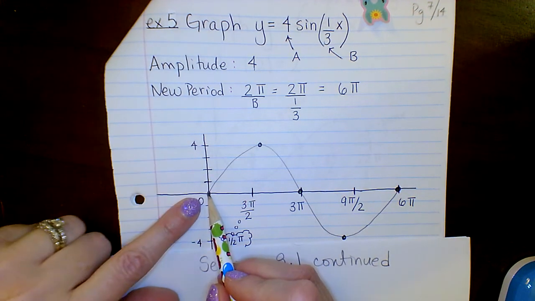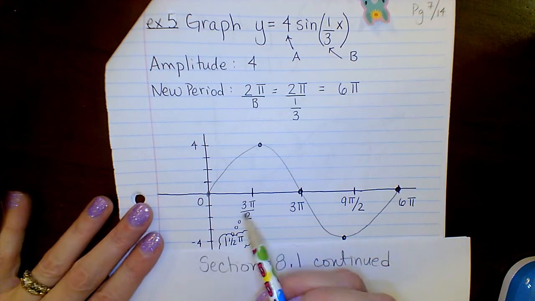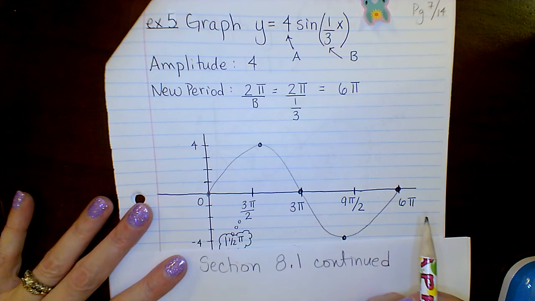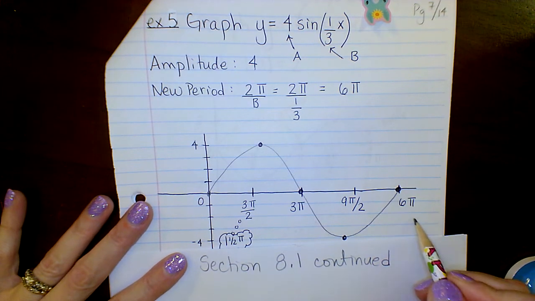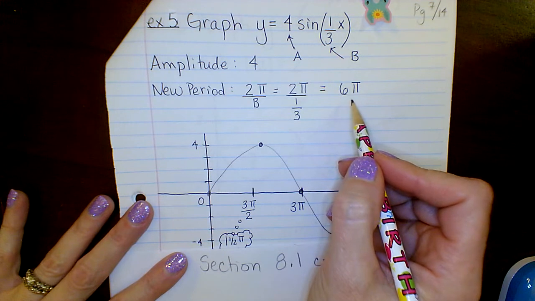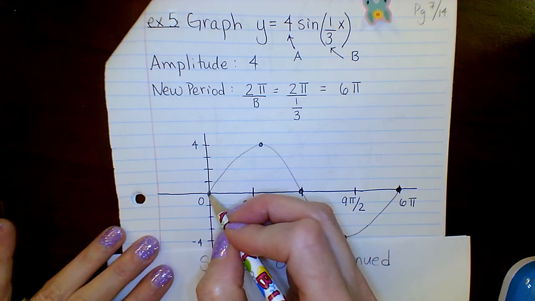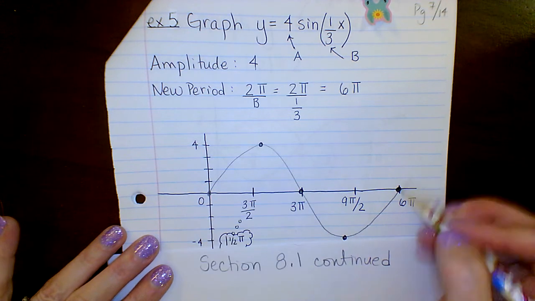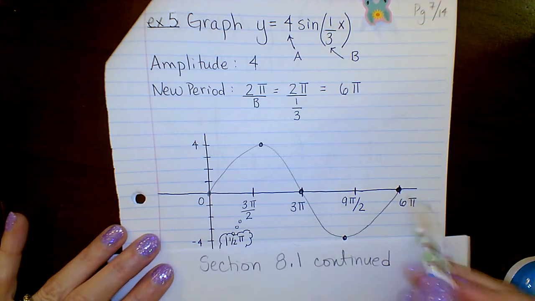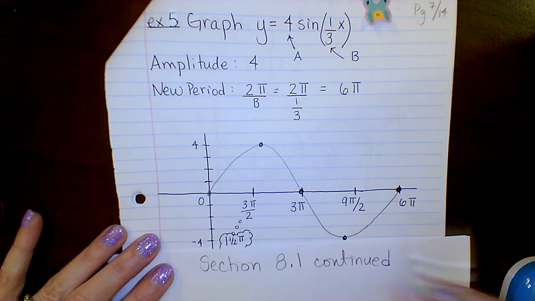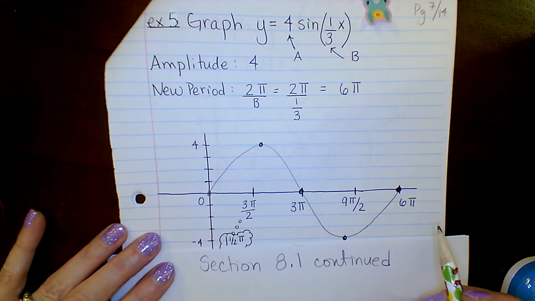My starting point, because I did not have a phase shift of any kind, I didn't have a left or right shift, so it's still going to start right there at 0, 0. My ending point for one period is 6 pi. And how do I know that? Because the period is 6 pi. I'm only graphing one period. Obviously, we know that it keeps going that way and that keeps going that way. I'm just graphing one period for you. So from here to here is 6 pi. I want to label all these in-between points. So let's talk about how I got those in-between points.